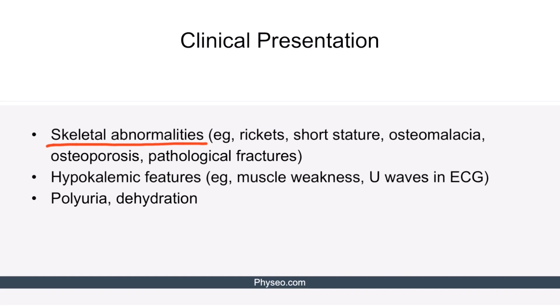Persistent hypokalemia can lead to muscle weakness and U waves seen on an ECG. And finally, patients can also present with polyuria and dehydration.